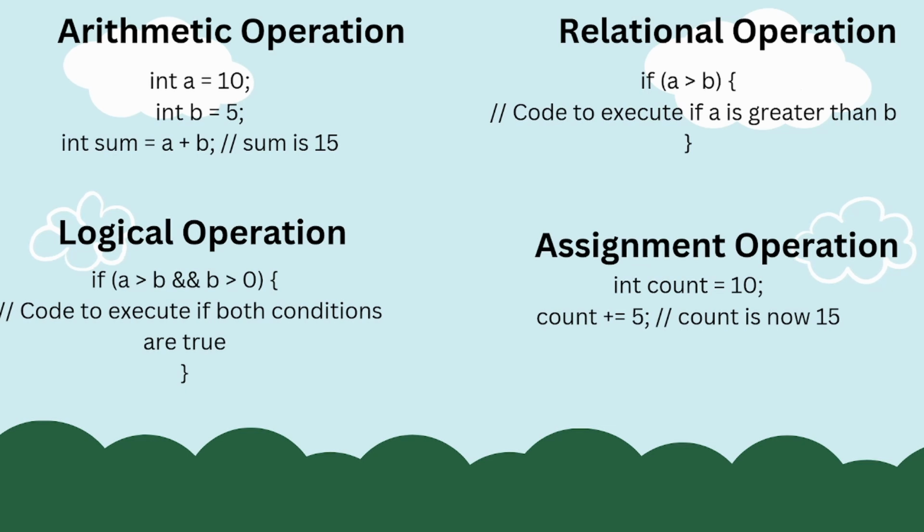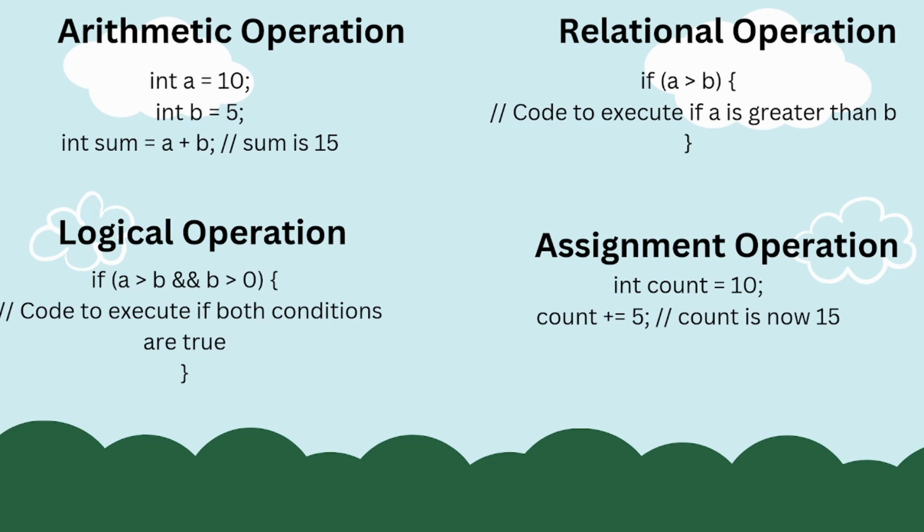On the relational operations, we have the if and else statement to understand in a better way. The code will be executed if a is greater than b. This is the relational operation. On the logical side, we have if a is greater than b and b is greater than 0, so the code will be executed if both conditions are true. This is the logical operation.